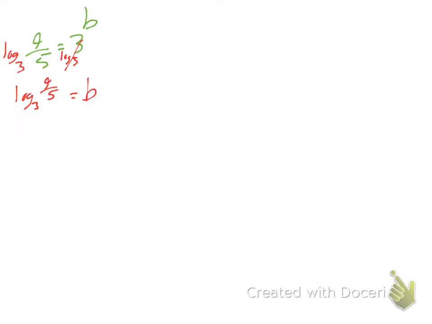I don't necessarily like that. I want a number, so I'm going to use the change of base. And if I use the change of base, I can take the natural log of 9/5 divided by the natural log of 3. Take your calculators out. 0.535.